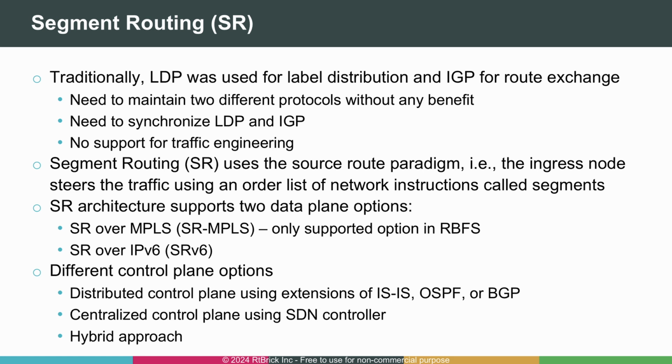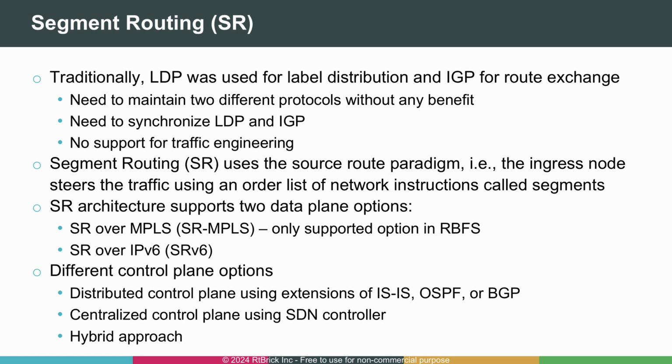SR-MPLS has seen wide adoption in the industry. Currently, RBFS only supports SR-MPLS, so we will focus on the MPLS data plane for the remainder of this presentation. Segment routing defines three types of control plane architectures. In a distributed scenario, the segments are allocated and advertised using standard routing protocols such as IS-IS, OSPF, or BGP. We'll explore the necessary protocol extensions in detail later.